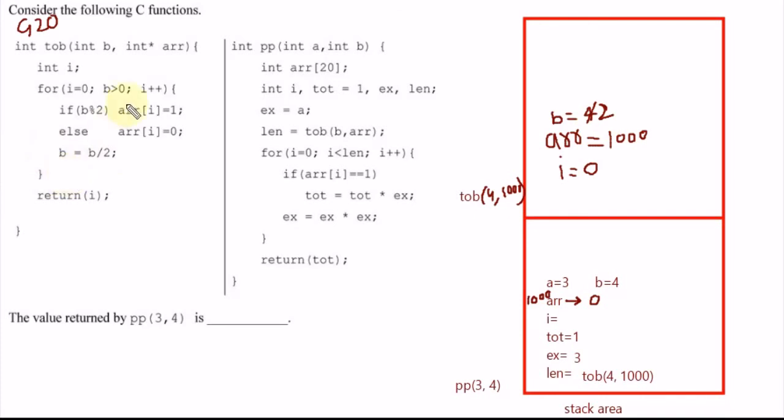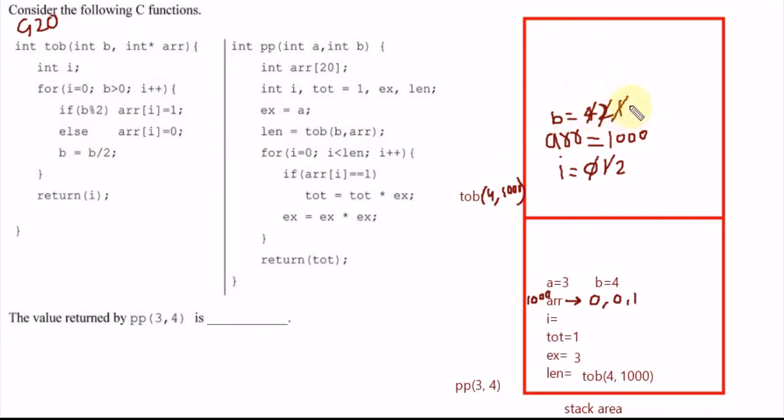In the for loop we increase the value of i, and the loop condition is true because b is 2 now. The if condition is false because 2 mod 2 is 0, so 0 will be stored at index 1. Now b is divided by 2, that will be 1, and we increase i, so that will be 2. The loop condition is true once again, and now the if condition is true because 1 mod 2 is 1, so at index 2, 1 will be stored. So array[2] will be 1 now.